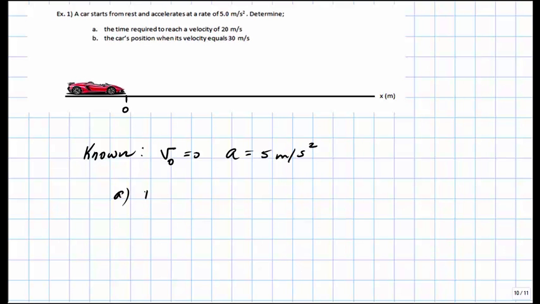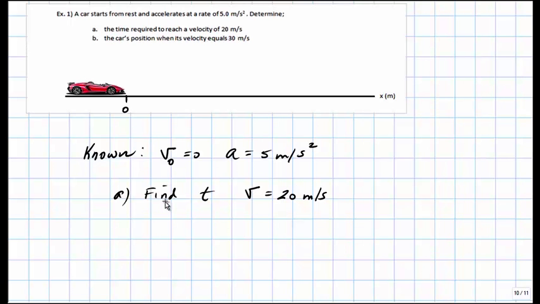In part A, we want to find the time to reach a velocity of 20 meters per second. Now, how do we define this velocity? Clearly, we started from rest. That was our initial velocity, which is v0. Final velocity is just noted by the letter v in our equations. So v, in this case, which is final velocity, equals 20 meters per second.